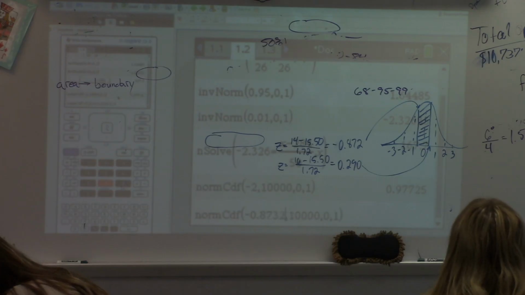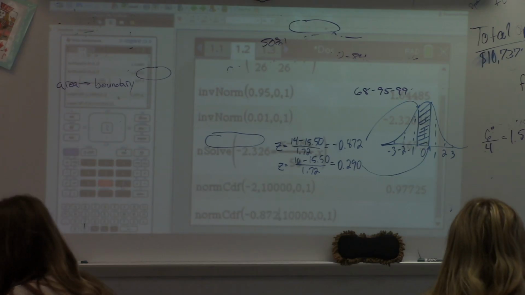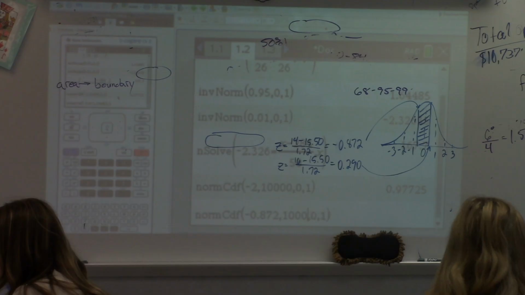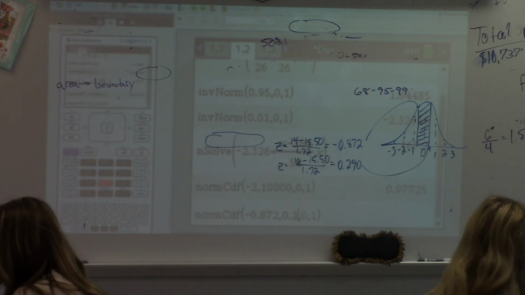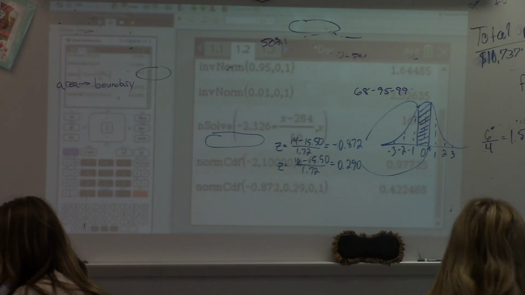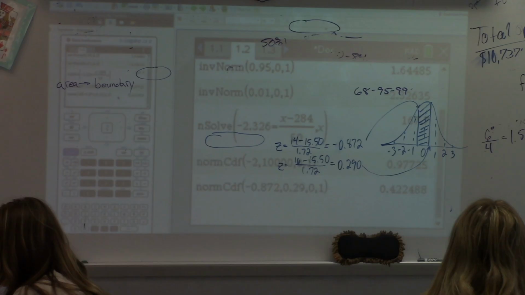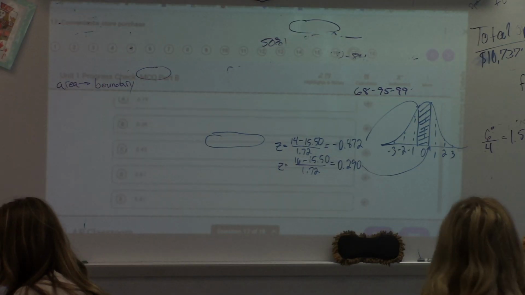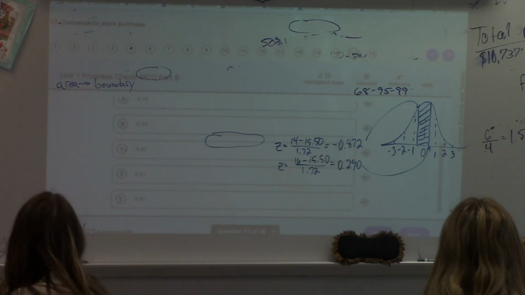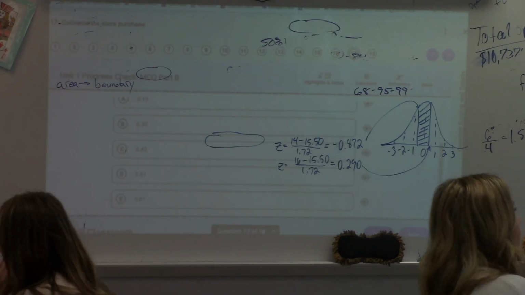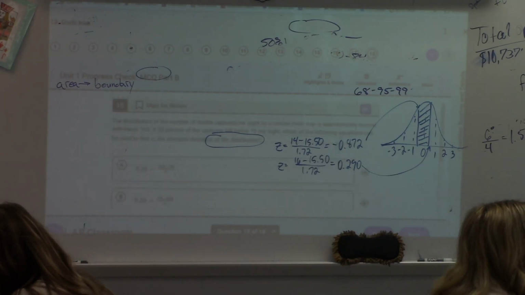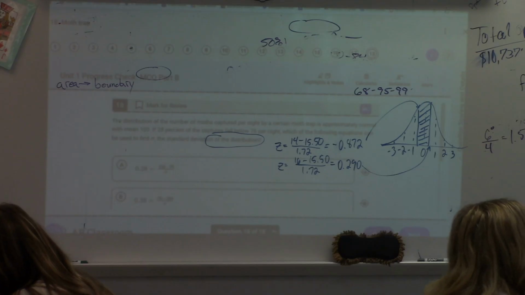0.872, not 0.32, and then 0.290. It should be 1, but whatever. It runs up somewhere around there. 0.422. 0.42. Answer choice is C. So again, drawing it out makes the calculator make sense. I will also point out on Desmos, remember how Desmos literally showed the area being shaded? That's really powerful. You just have to make sure you're clicking on the right stuff.